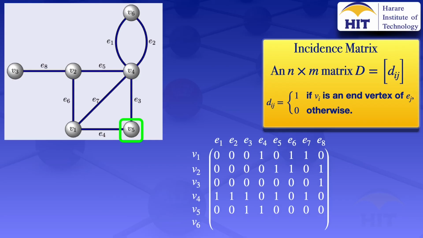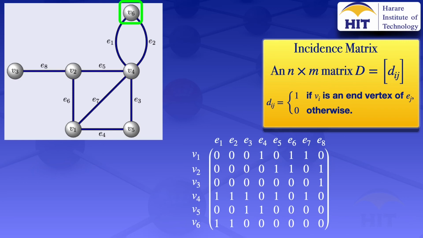We go on to the last row, and we are now looking at vertex number 6. Vertex number 6 is the end vertex of edges E1 and E2. So we have 1s where we have E1 and E2. So I put the 1s there on E1 and E2 and 0 otherwise. So for all the other elements in that row, we would have 0s.